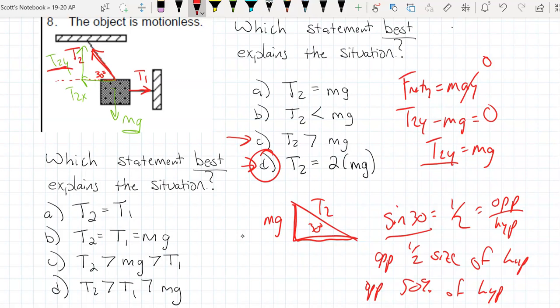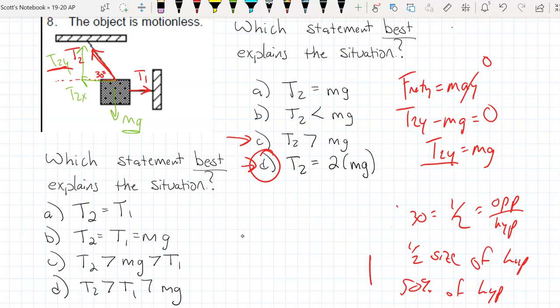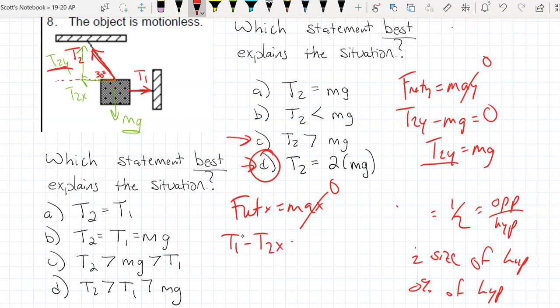So the next scenario goes in comparing T1. And so then if we're looking at T1, that's in the x direction. So F net in the x equals max. Again, it's at rest, so that's 0. So here in the x direction, I have T1 minus T2x equals 0. So T1 must equal T2 in the x direction.